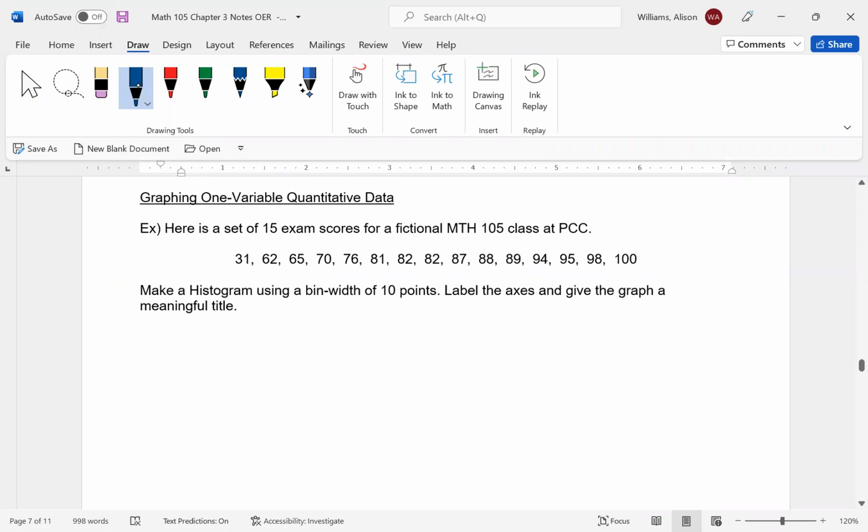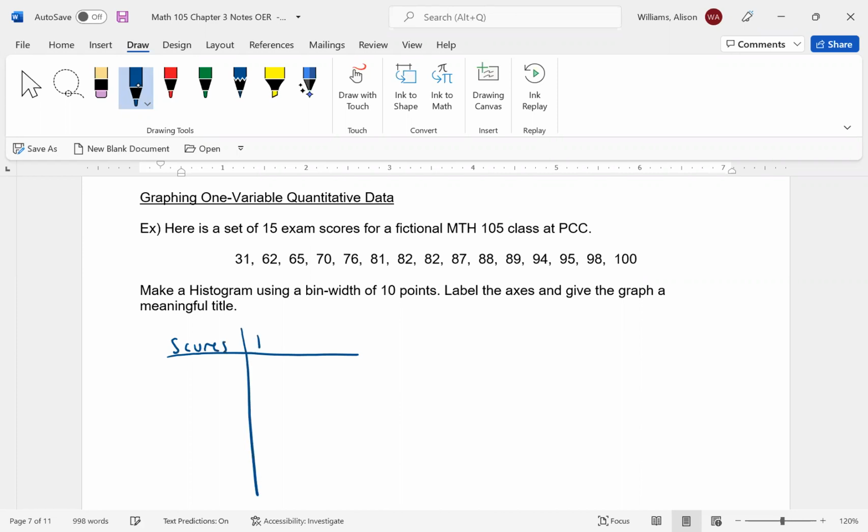Okay, so we want to make a histogram, and they tell us they want us to use a bin width of 10 points, meaning the interval between the categories is going to go by tens. Now I notice they were nice enough to put the scores from smallest to biggest for us, which means I don't go any lower than 31%. So I'm going to start my scores. So these will be the scores.